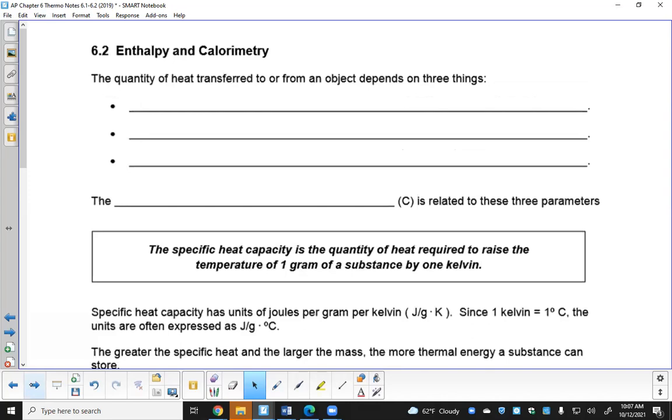We are continuing in the note packet that we were working out of Friday. We looked at section 6.1. We looked at energy going into a system and out of a system, system and surroundings, the nature of energy as a whole. Talked a little about temperature versus heat and things like that. But today we're going to get into enthalpy and calorimetry and see how that works.